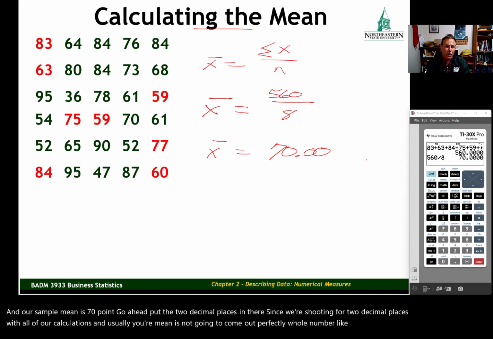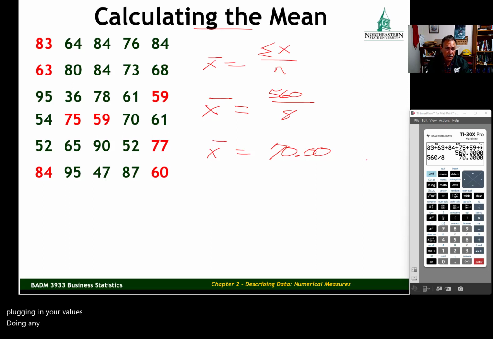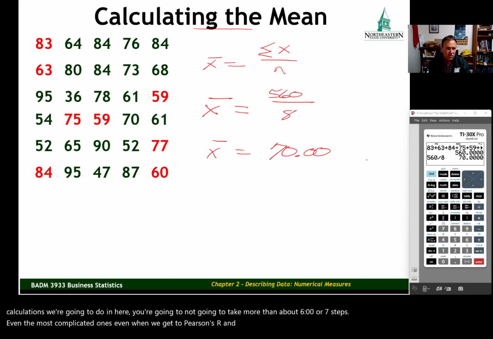Very simple example, but when I ask you to hand solve or hand write your calculations, start with the formula, then go step by step, plugging in your values, doing any intermediate calculations that are needed, and work your way all to the very end. Most of the calculations we're going to do in here are not going to take more than about 6 or 7 steps. Even the most complicated ones, even when we get to Pearson's r and we hand calculate that, 6 or 7 steps should get you to where you need to go.